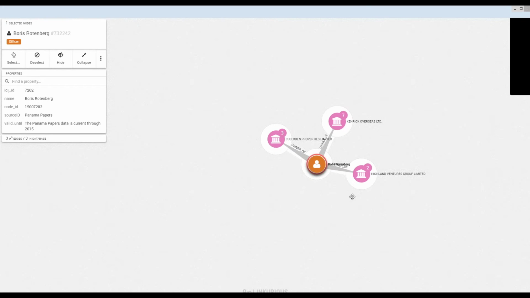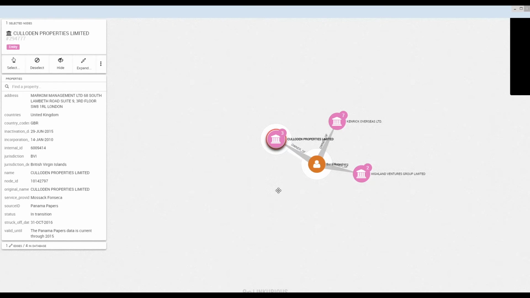Immediately, we have 3 new entities which are here. The first one is Culloden Properties Limited. This is one of the companies that Boris is connected to, and I can see a lot of information regarding this company. It has an address, which is in London. It has a jurisdiction, which is the British Virgin Islands. It has an incorporation date, and so on and so on.